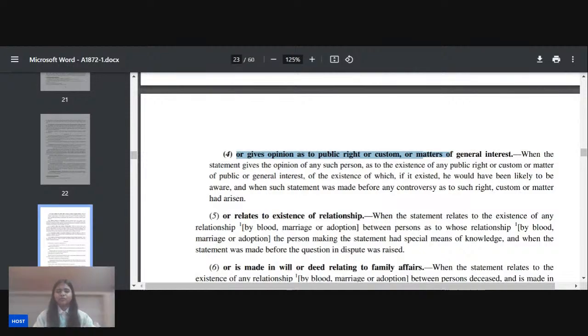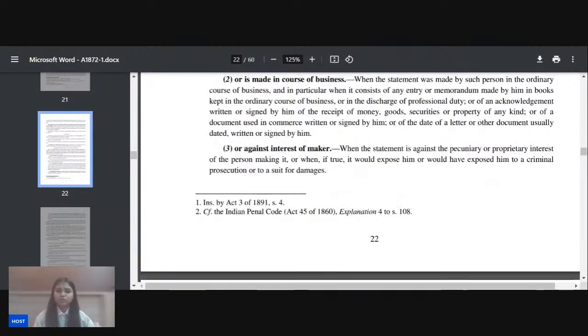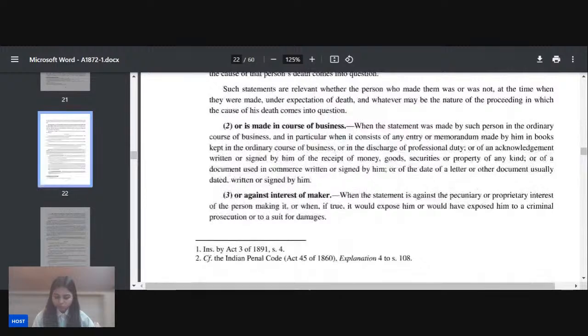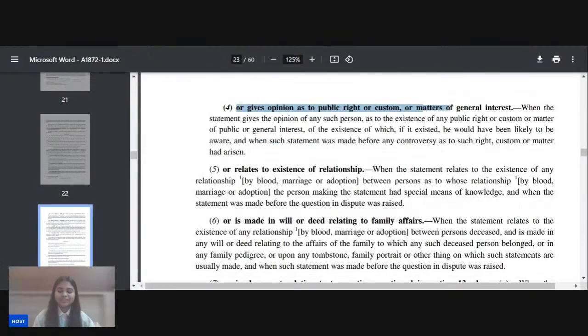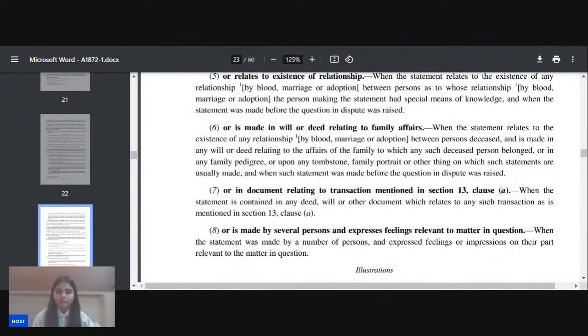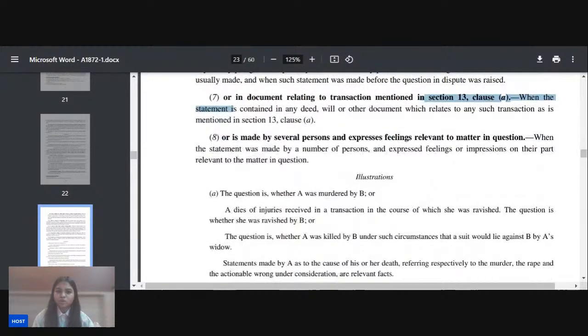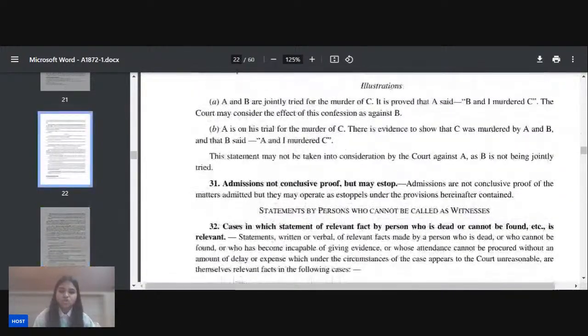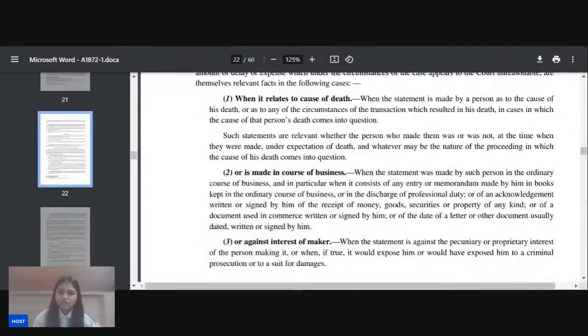I told you, when I was doing section 13, to refer to sections 32 and 48 also. So clause 4 of section 32, read it with section 13. Or when it relates to the existence of a relationship, or if it is made in a will or deed, or in a document, or is made by several persons and expresses feelings relevant to the matter in question. So there are 8 clauses, but the first clause, relating to dying declaration, is really important.